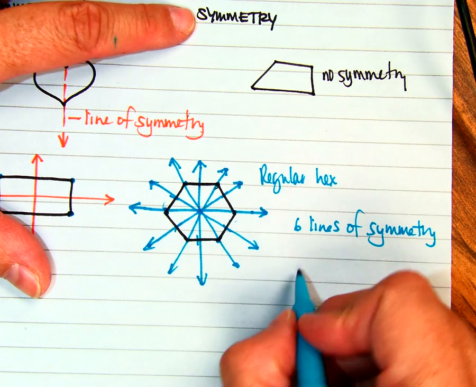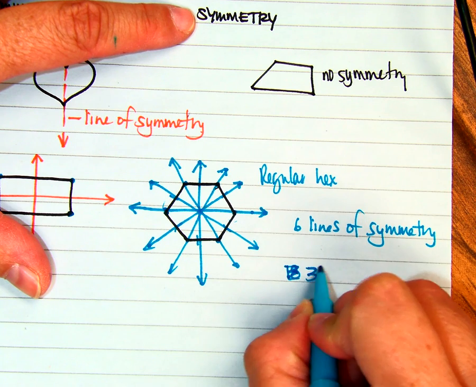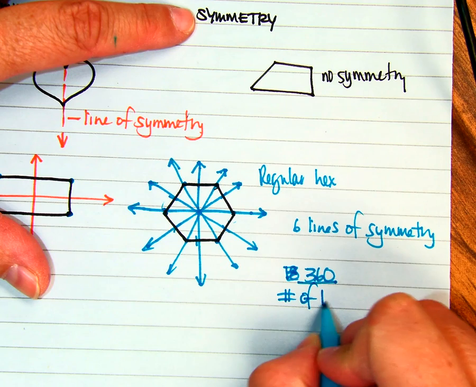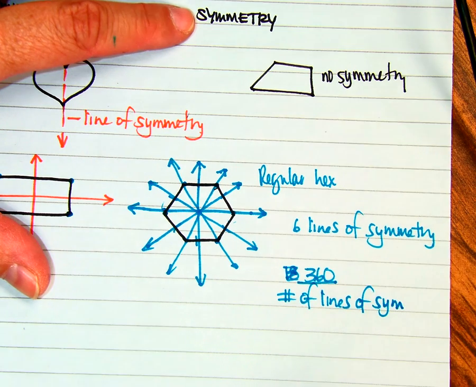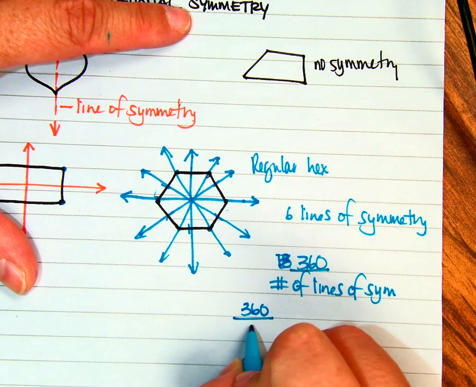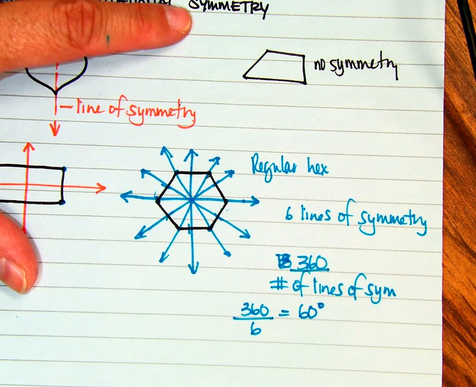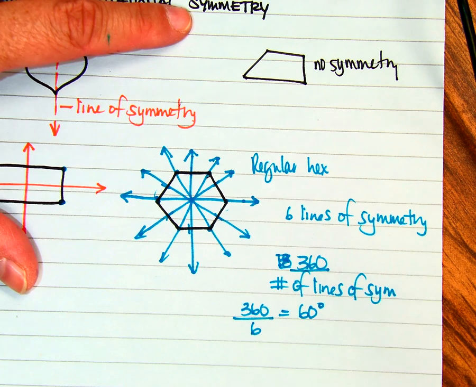So there's a formula. So if I do 360 divided by the number of lines of symmetry, in this case it is 6. So 360 divided by 6 gives me 60 degrees. So that means every time that I rotate this 60 degrees, it's going to map onto itself.